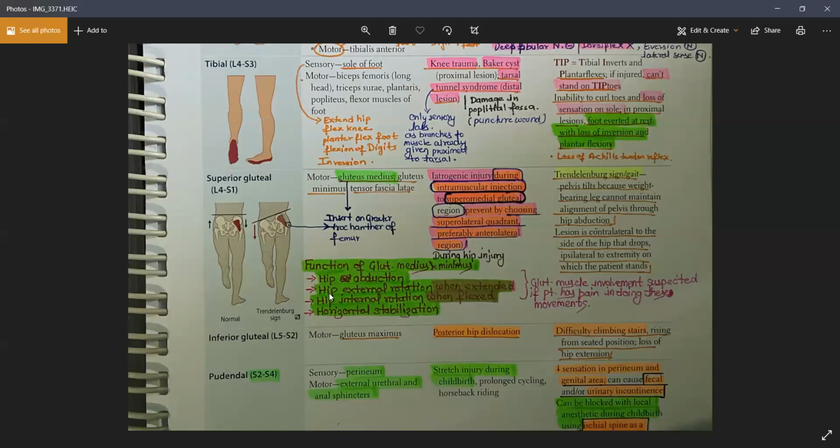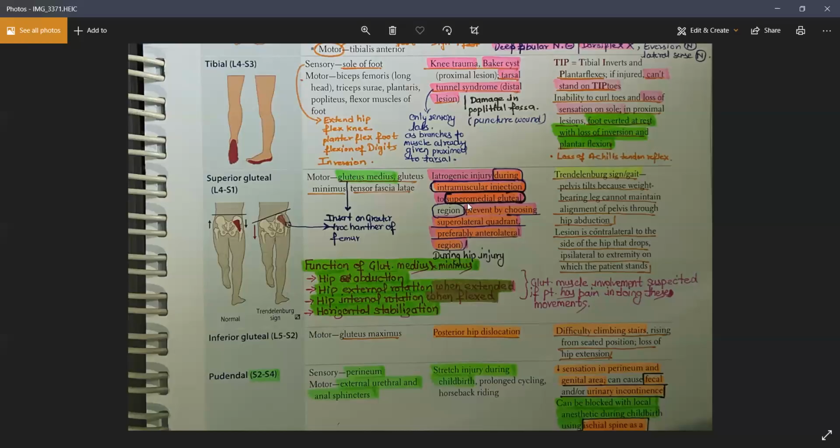Okay, and internal rotation happens whenever my hip is flexed, and the external rotation happens whenever my hip is extended. Okay, so in a standing position, I will be having an external rotation because of these muscles, and whenever I'm sitting, I will be having an internal rotation, right? Due to these muscles.